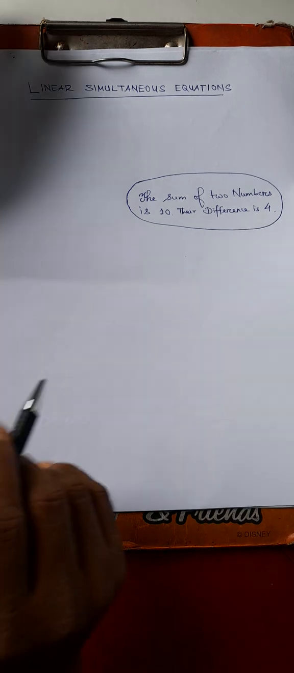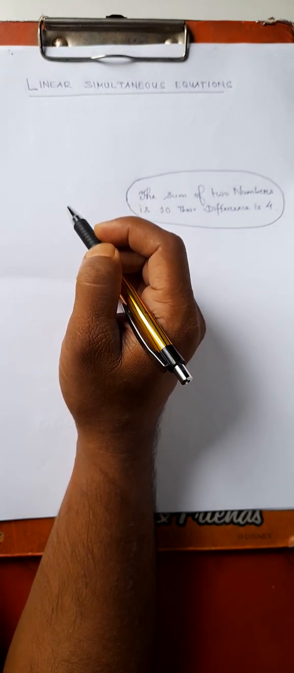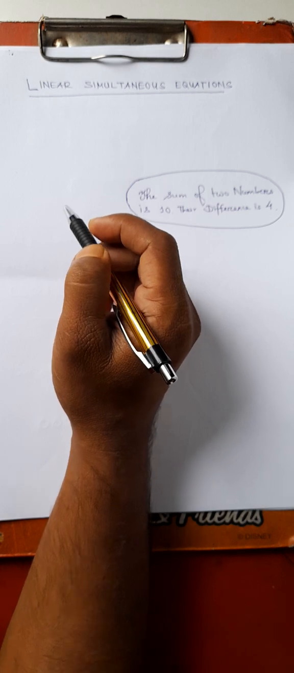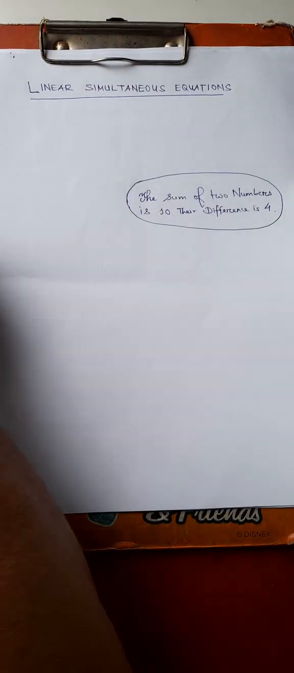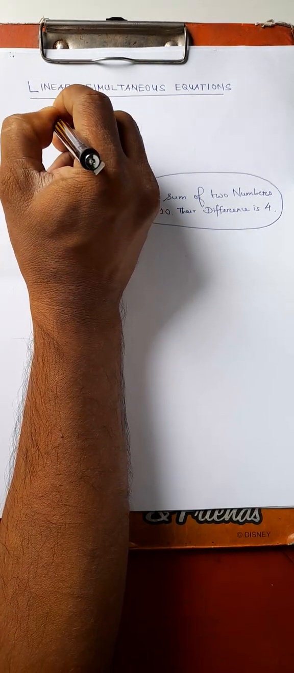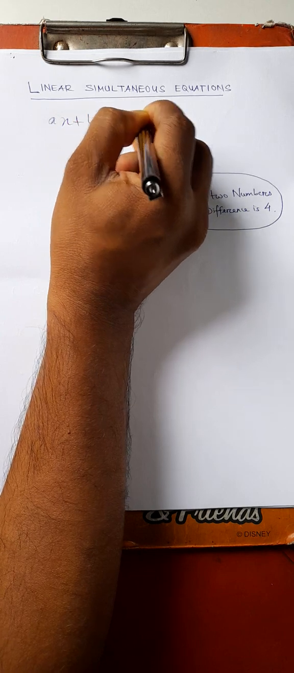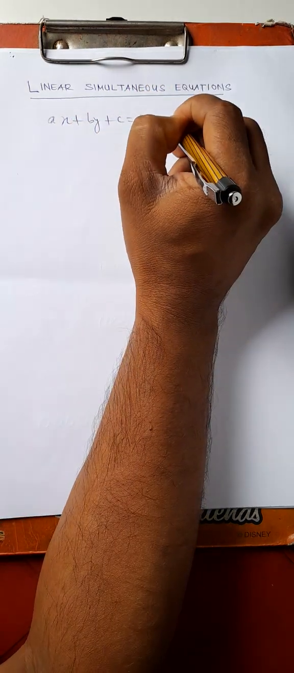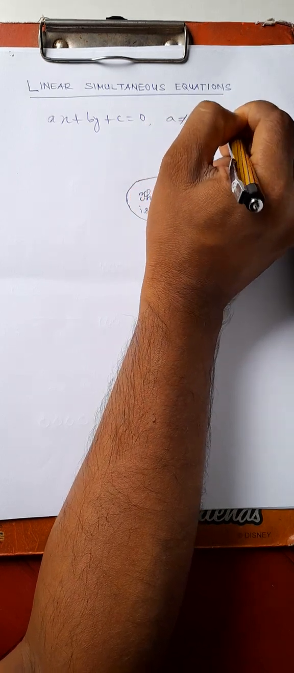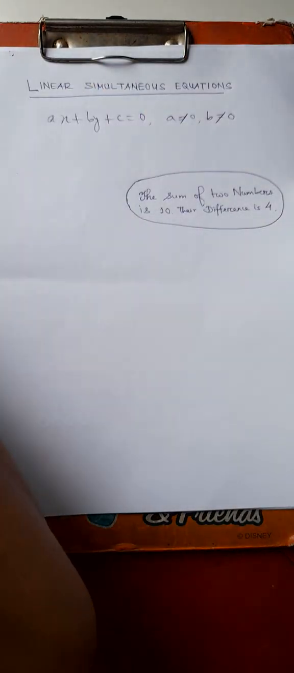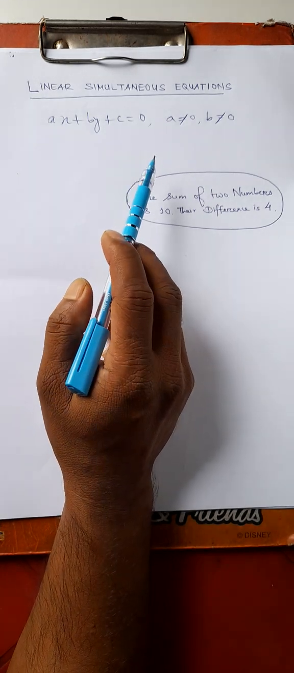Today we will discuss a new lesson. This is linear simultaneous equations. Earlier we have discussed the linear equation in one variable. The standard form of a linear equation in two variables is written as ax plus by plus c equal to 0, where a, b, c are real numbers, a not equal to 0 and b not equal to 0. This is the standard form of a linear equation in two variables, right?